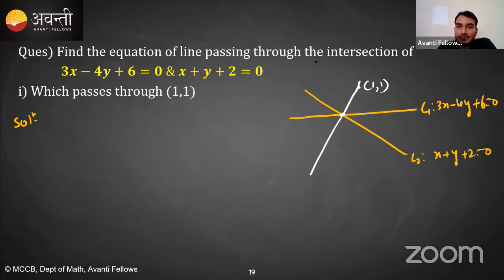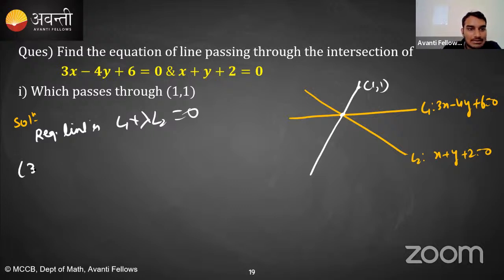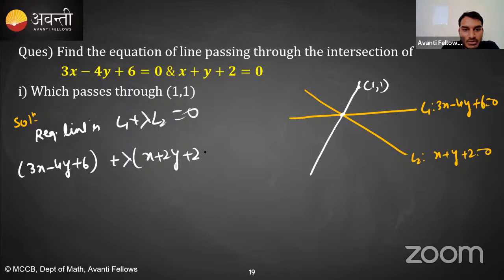Very simple. One of the ways is to find the point of intersection, and now you have 2 points, so you can get the unique line. Yes or no? This is obviously one of the ways. Another way is that the required line is L1 plus lambda L2 is equal to 0. Means the required line is 3x minus 4y plus 6 plus lambda times (x plus y plus 2) is equal to 0. So this is your required line L.